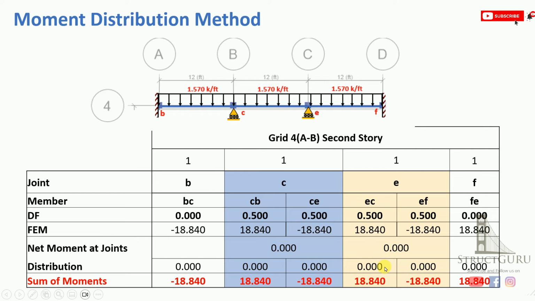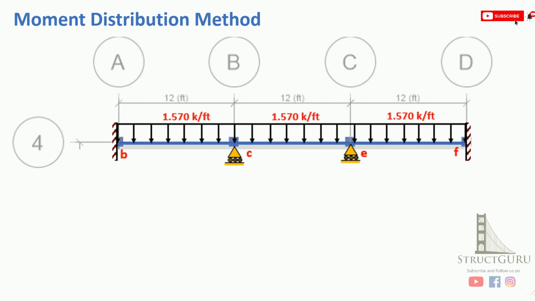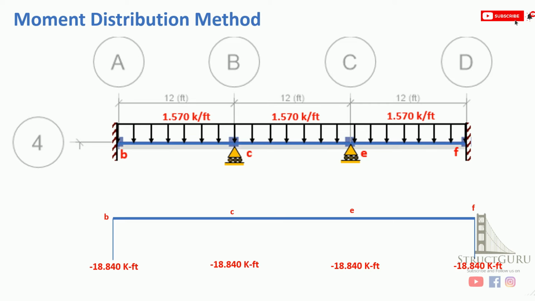So we need to stop our iteration, and our final moments will be calculated by adding the columns from fixed end moments onwards. So if you add the columns, you will be getting the values of moments as written here. So once you compute the moments, now you need to develop a bending moment diagram. In order to develop a bending moment diagram, draw a line, mention the joints, and mention the values which we have calculated in our previous slide.